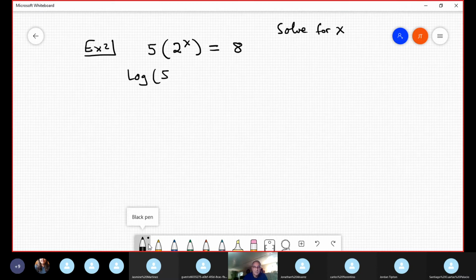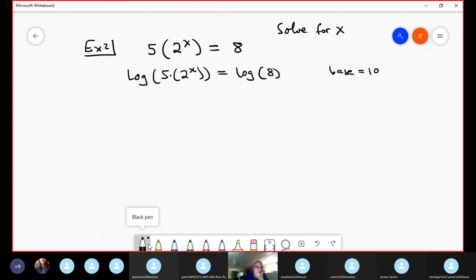LOG of 5 times 2 to the x power equals LOG of 8. So Andreina supposes this is base 10, no? It's a logarithm that we have available also in our calculator, no? Aha, then we have, wow. We have here a multiplication, no? So I apply the property number 6.